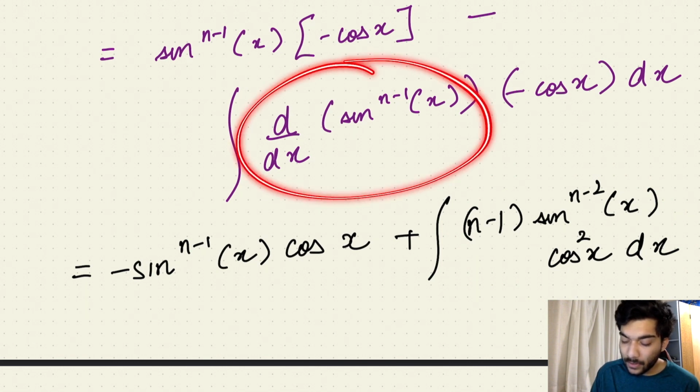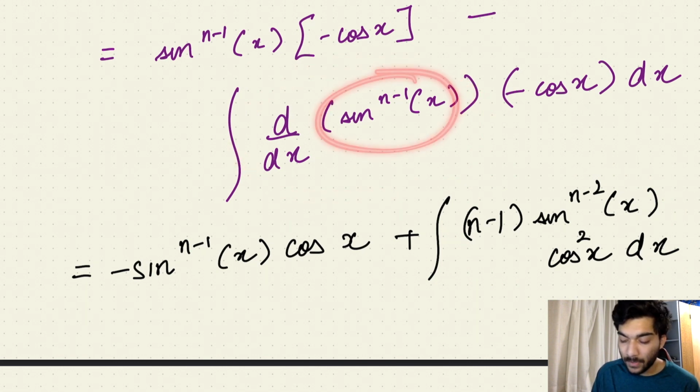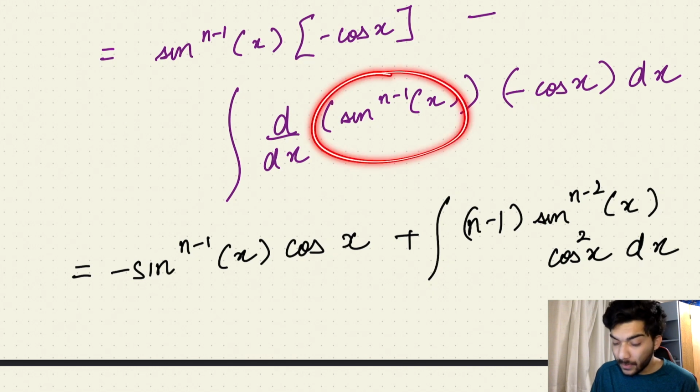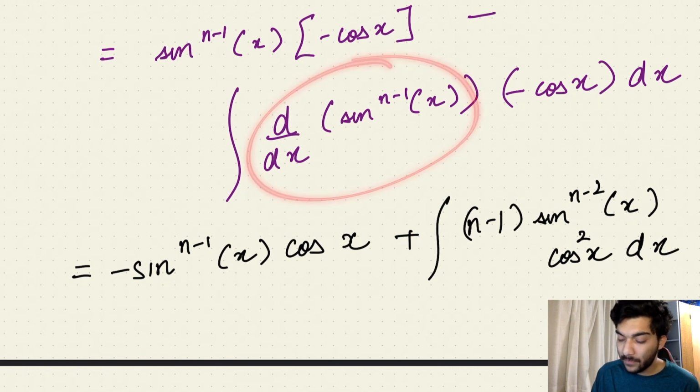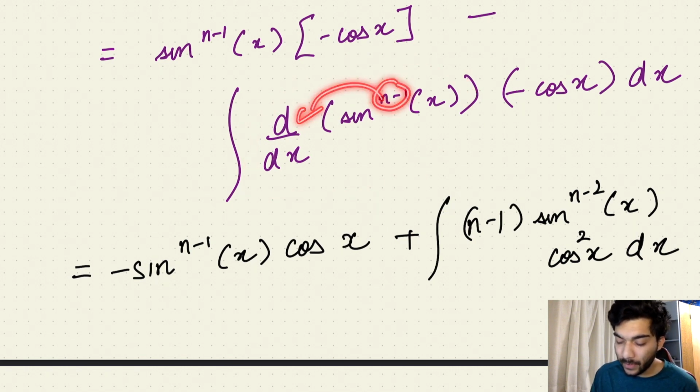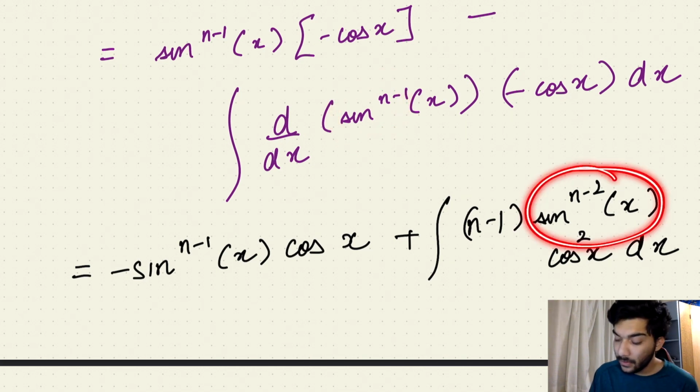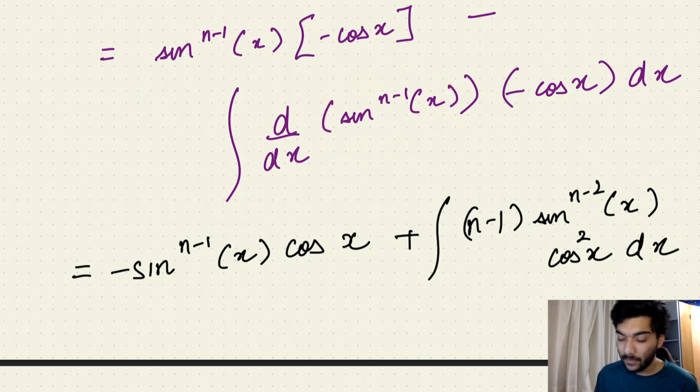In order to calculate the derivative of sine to the power n minus 1 x, we basically use the power rule of the derivatives, and then we use the chain rule in order to solve the full derivative of this. So basically the power comes in front, we subtract 1 from the power, so sine to the power n minus 2 times x, and then you'll also have to take the derivative of sine x in this case because of the chain rule.